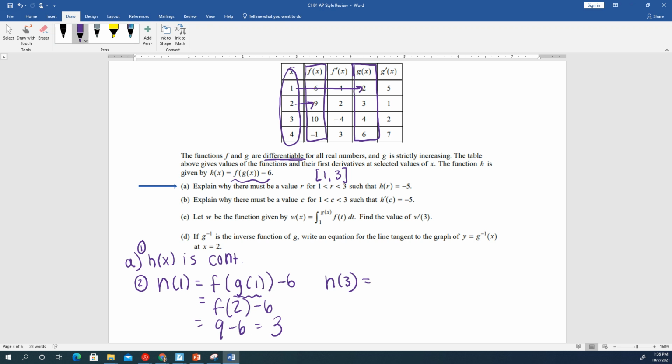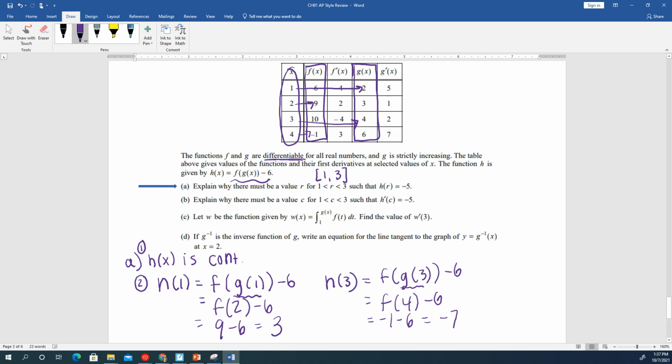Okay. h of 3, again, h of x is f of g of x. I'm going to plug 3 in for x. Start in here. g of 3 is 4. f of 4 is negative 1. Minus 6 is negative 7.